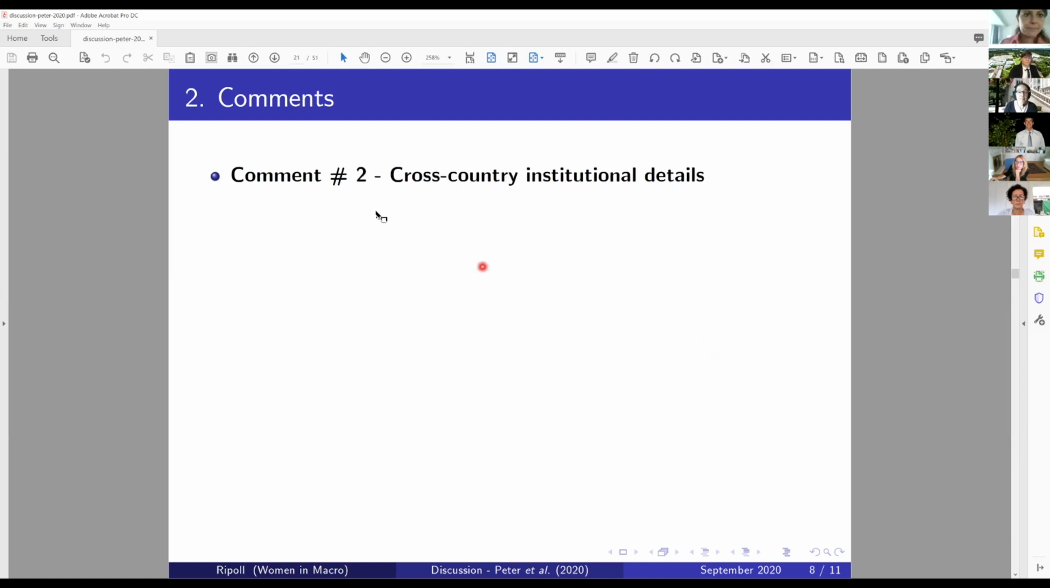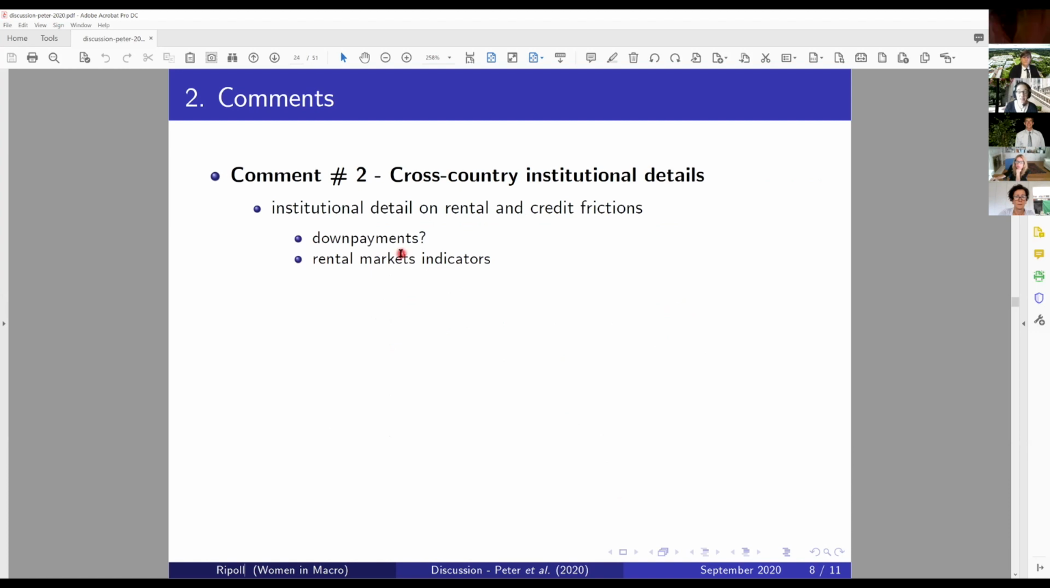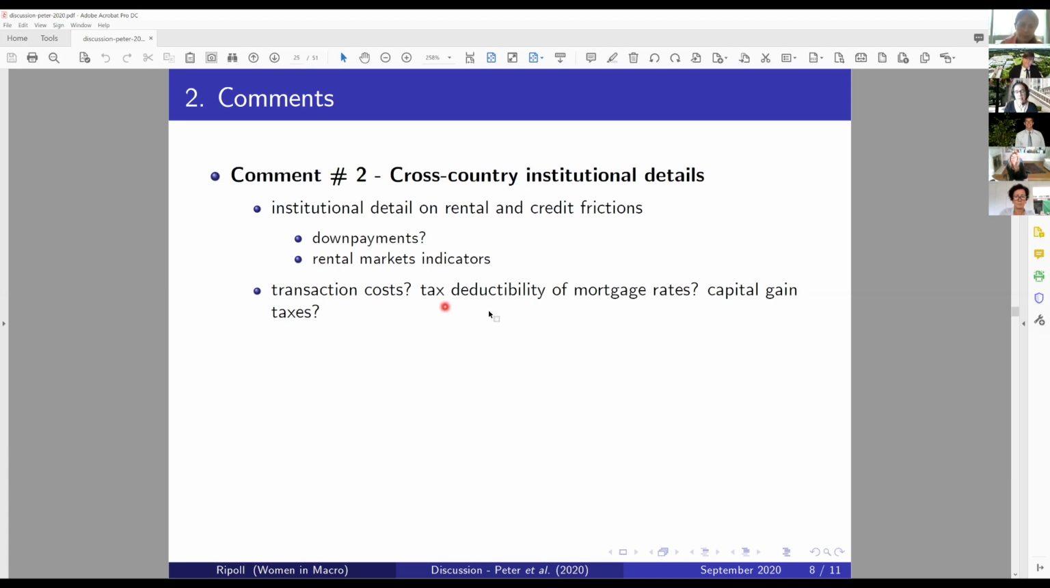My second comment is that the paper would benefit from a little bit more cross-country institutional detail. For instance, I was hoping to see a table showing differences in down payments across different countries in Europe, and some rental market indicators that would give us a sense of whether those rental frictions are really very different across countries. I think that would be interesting. Also, you wondered about transaction costs, tax deductibility of mortgage rates, and capital gains taxes. Looking at how these things vary across countries would benefit the paper.